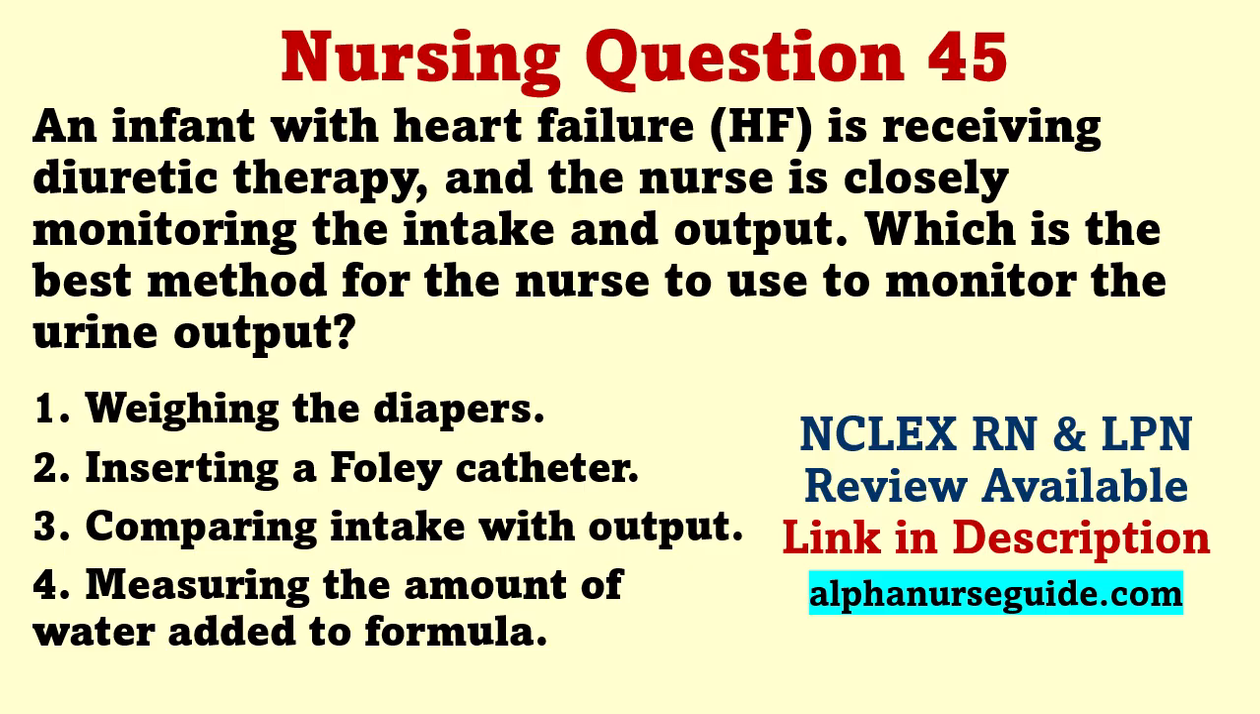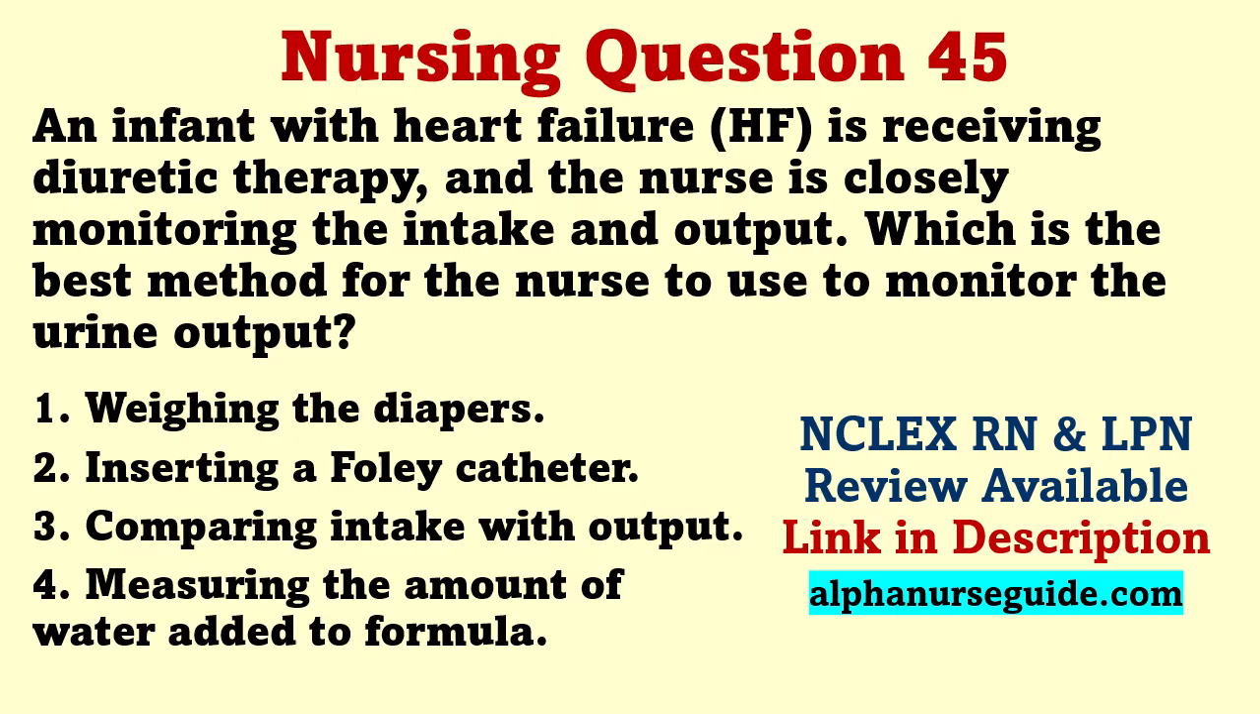The correct answer is 1. Weighing the diapers. The best method to monitor urine output in an infant on diuretic therapy is to weigh the diapers. The weight of dry diapers is subtracted from the weight of wet diapers to determine the amount of urine excreted. 1 gram is equivalent to 1 milliliter of urine. Comparing intake with output would not provide an accurate measure of urine output. Measuring the amount of water added to formula is unrelated to the amount of output. Although Foley catheter drainage is most accurate in determining output, it is not the best method and places the infant at risk for infection.